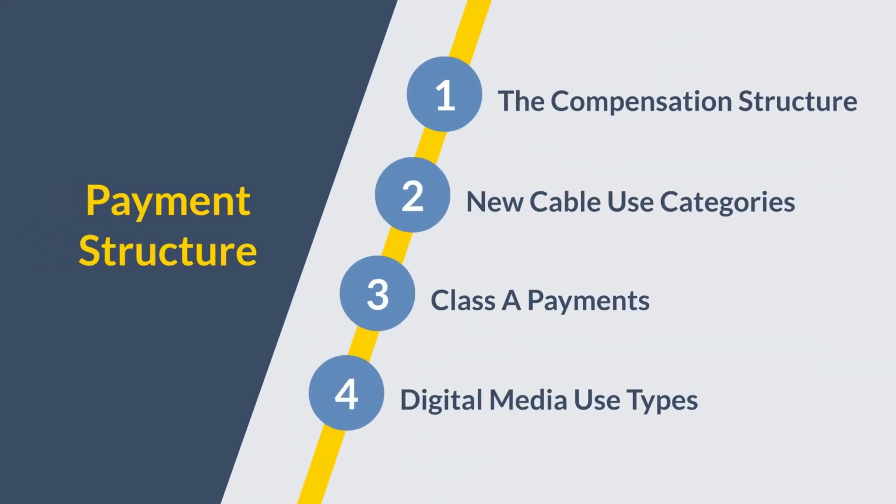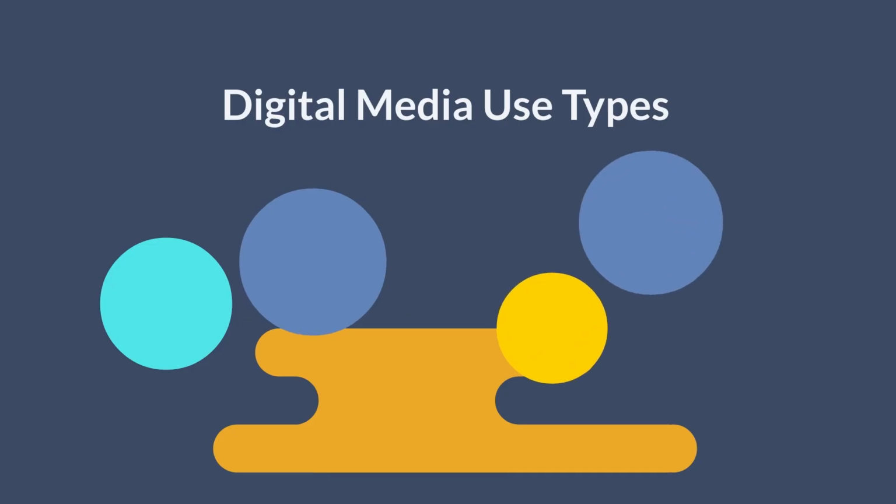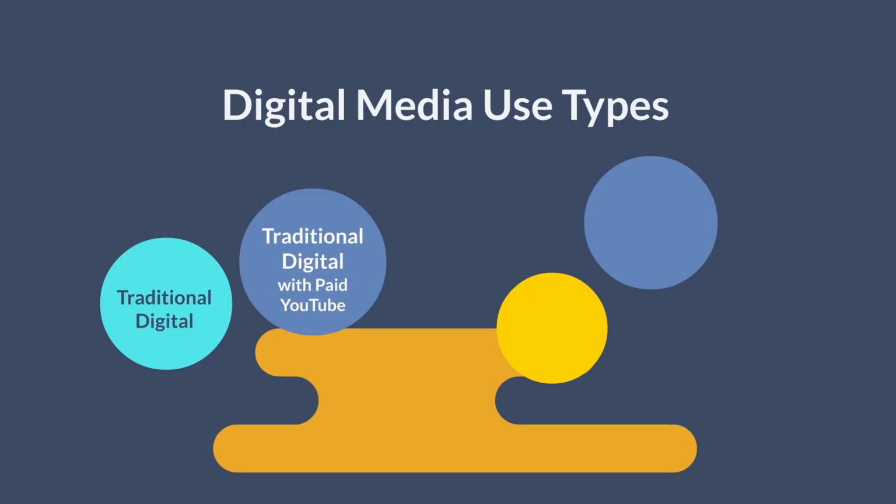Okay, continuing with the theme of simplification, let's look at the last topic, digital media use types. With the 2025 Commercials Contract, there are now 4 digital media use types, which we'll talk about individually. 1. Traditional digital. 2. Traditional digital with paid YouTube. 3. Streaming platforms. And 4. Gaming, augmented reality, also known as AR, or virtual worlds, and emerging platforms.